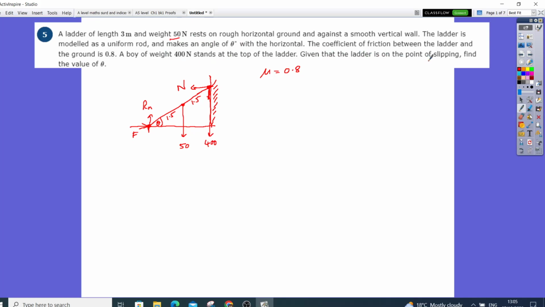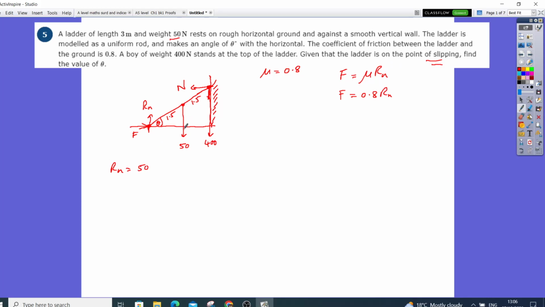Given that the ladder is on the point of slipping, when it's on the point of slipping, friction is at its maximum. So friction is mu times Rn. Okay, it's about to slip, so that's maximum. So that friction is going to be 0.8 Rn. So let's start filling in what we know here. We've got forces going upwards, forces going down. So Rn is up, and because it's about to slip, it's in equilibrium, so it's balancing with this 50 going down.